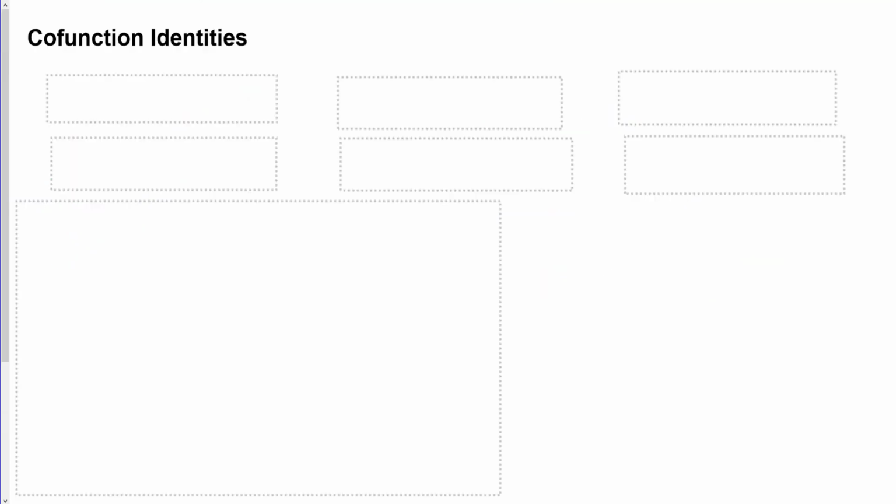Cofunction identities. So if you'll notice, we have a lot of terms in trigonometry that are similar. So we have sine and cosine, tangent and cotangent, secant and cosecant. And there's a very good reason why these are named the way they are. The cofunctions are always just 90 degrees off from each other.